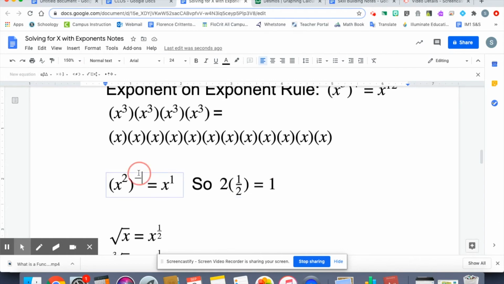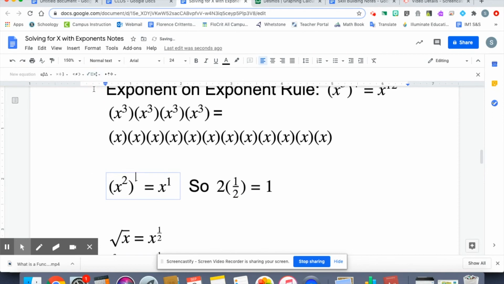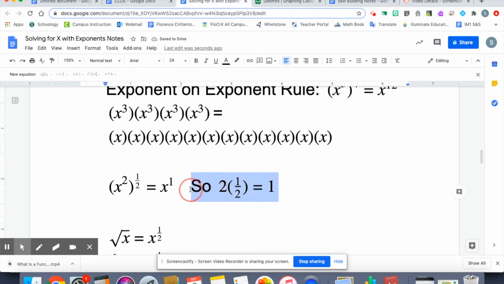Another way to think of it is half of 2 is 1. So therefore, I need to raise it to the exponent. The inverse needs to be 1/2. And that's how you undo it, is you put both sides in parentheses and you raise them to the power of 1/2, because this cancels here. This cancels and just becomes this 1.